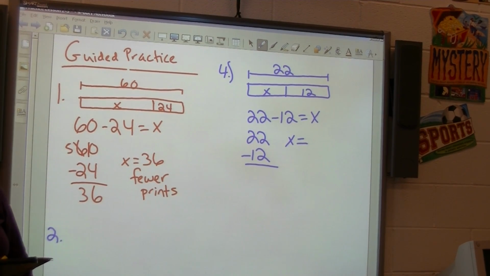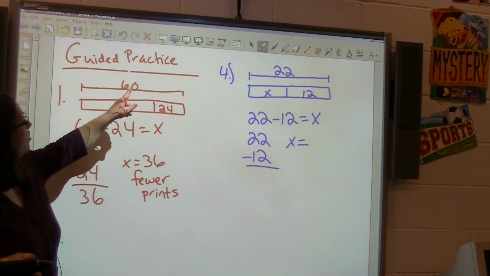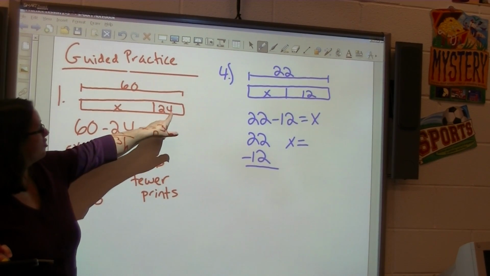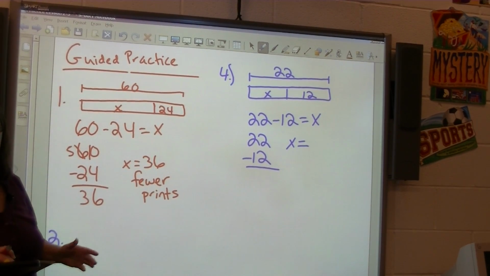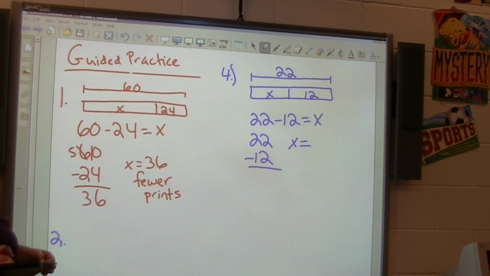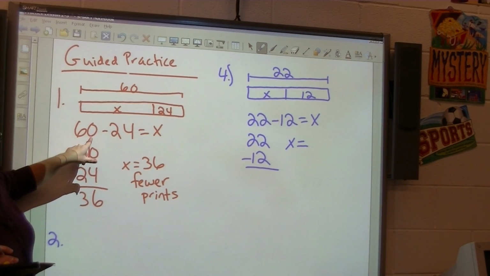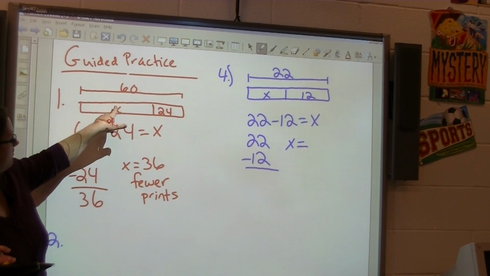Okay, so now, next step tells us to draw our picture. Okay, what do we know? We know that the third order was 60. We know that the first order is 24, and we need to know how many fewer. Fewer, again, is telling me, do I want to add or do I want to subtract? That keyword fewer there tells me I want to subtract. So then I want to write 60 minus 24 will give me this X. I need to know how many fewer.